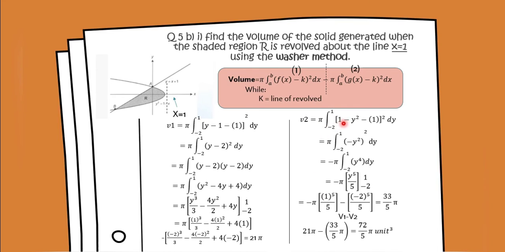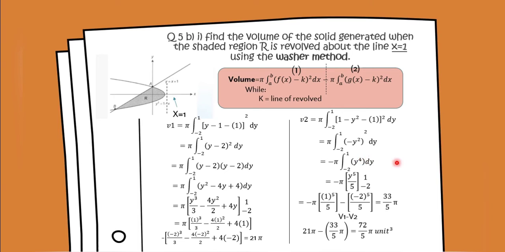and the second category, okay, pi integrate in bracket of 1 minus y squared minus 1 squared dy. 1 minus y squared is the equation that is near to the line of revolve, and 1 is the line of revolve. Okay, and then just expand this equation, and we'll get y to the power of 4.